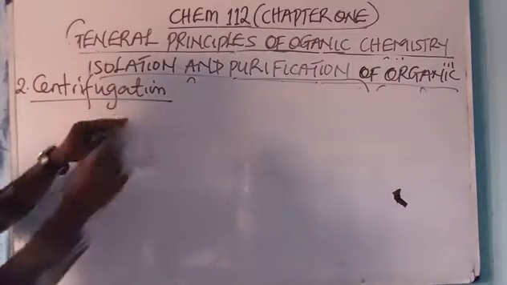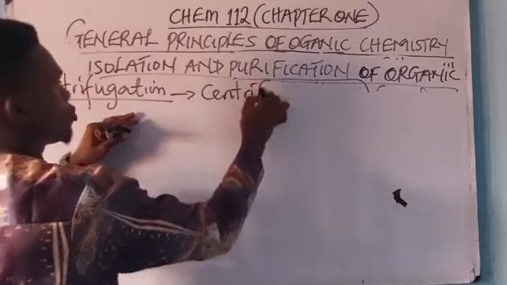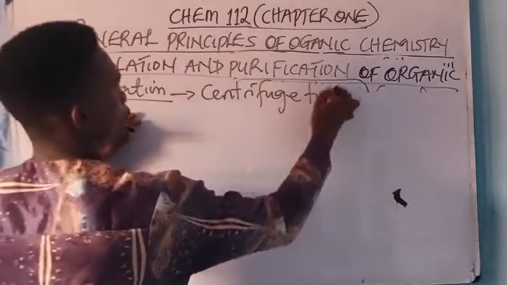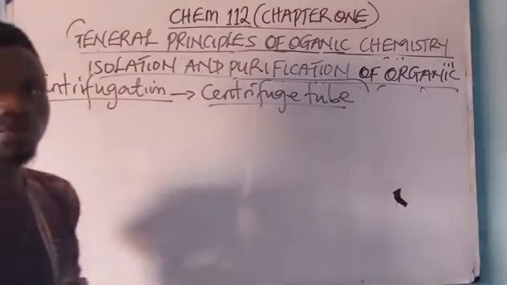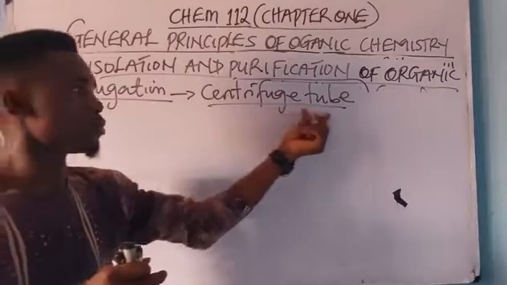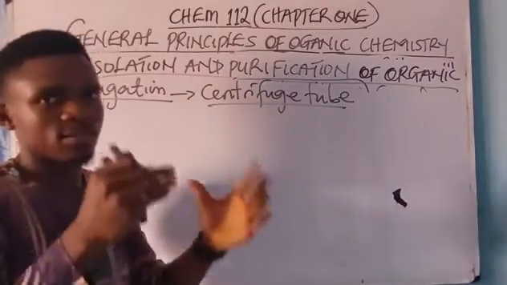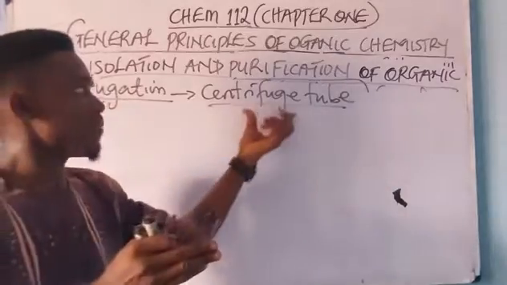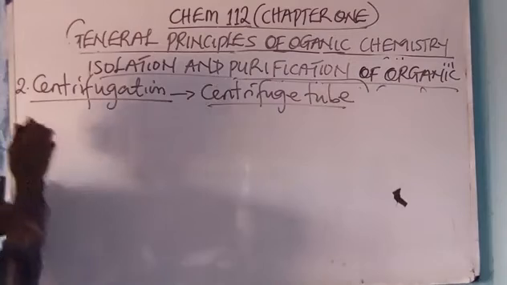All right. The separating unit is called what? A centrifuge tube. Now the solvents or the compounds that are to be separated are passed into this centrifuge tube. As soon as the compounds, that is liquid and solid, are passed into the centrifuge tube, they are separated based on what?